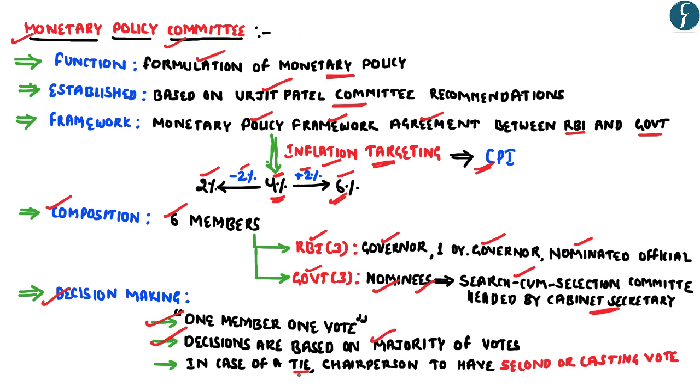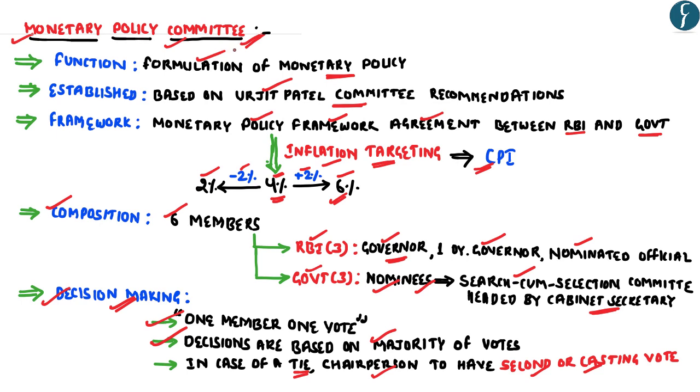However, in case of a tie between the votes, the chairperson of the MPC, that is the RBI governor, would have the right to exercise a second or a casting vote. Now, this is how the decisions are taken by the MPC. And with respect to the vote of the RBI governor, you need to note that during the first time voting, he votes as a normal member. However, in case of a tie, he would be exercising a second vote. Now, these are some of the aspects which one should know with respect to the Monetary Policy Committee.